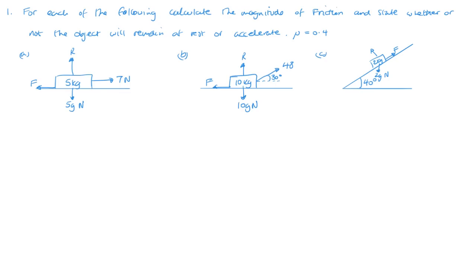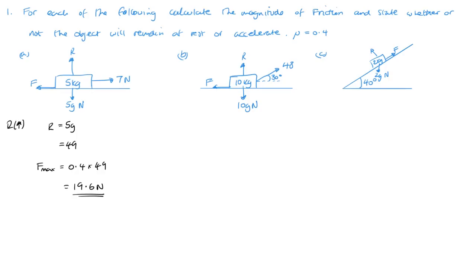Okay, so part A here. First, we need to resolve vertically. So we get R equals 5G. So 5 times G is 49. So F max equals 0.4 times 49, or 19.6 newtons.